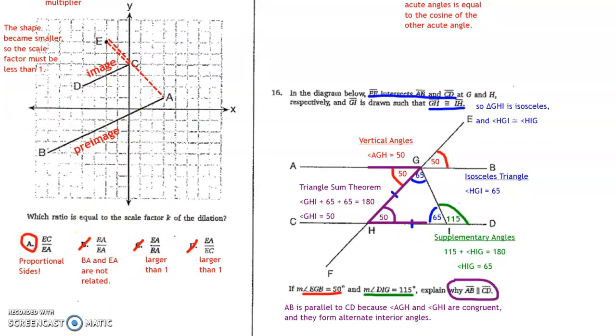So it's looking for which one of these is the scale factor of K, which means I can't use these two because they're both larger than 1. EA is a big side, BA we're not sure about. EA and EC, EA is a big measurement and the other measurement is smaller. So we can't do that either. We know, however, that EC and EA are proportional. And we also know that EC is smaller than EA, so that's the answer that they are looking for. So that's my scale factor K, which is EC divided by EA.